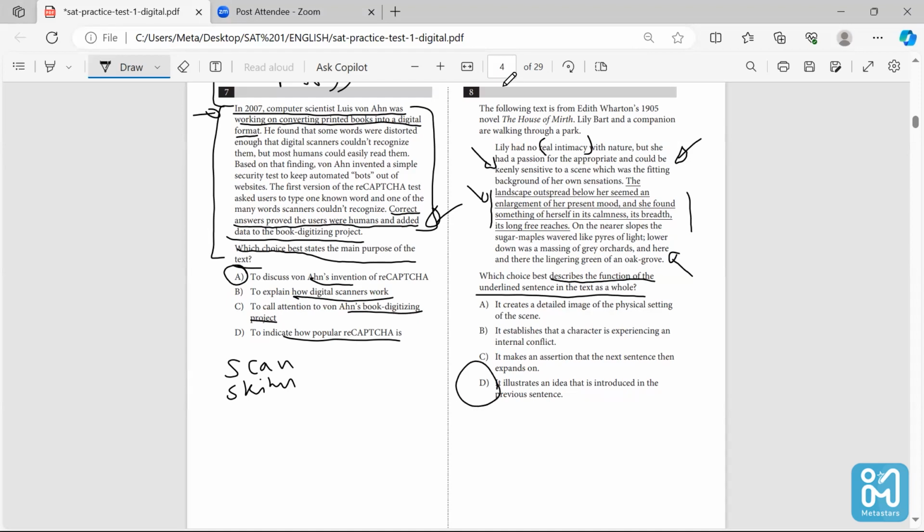And any other, let's say, a detailed image of the physical setting, they never talked about this at all. A character is experiencing an internal conflict, they have never mentioned any of it. Right, Ghazal? And it makes an assertion that the next sentence then expands on, it's actually not completely right. So let's move on, guys, with another question.